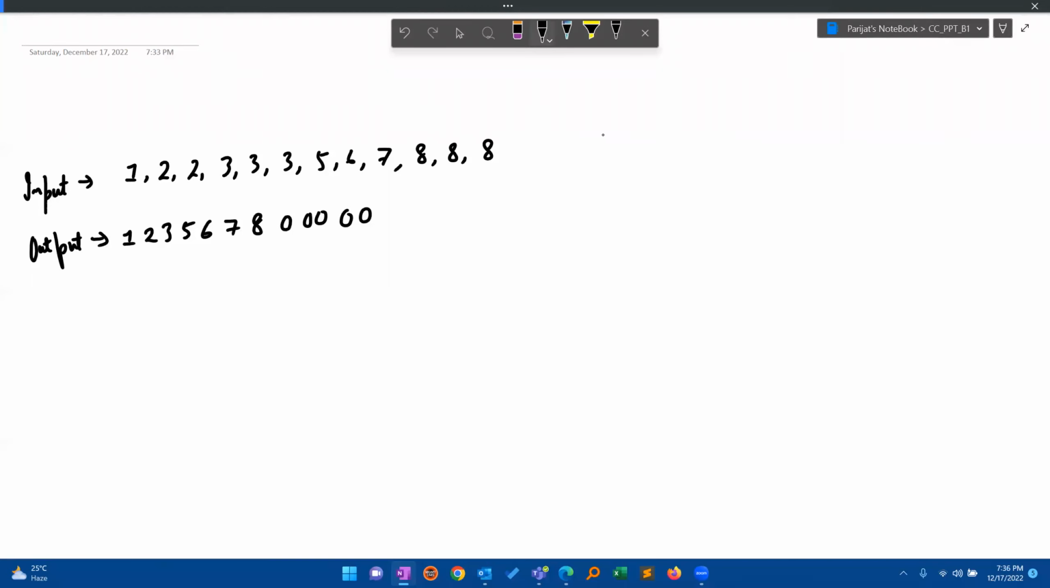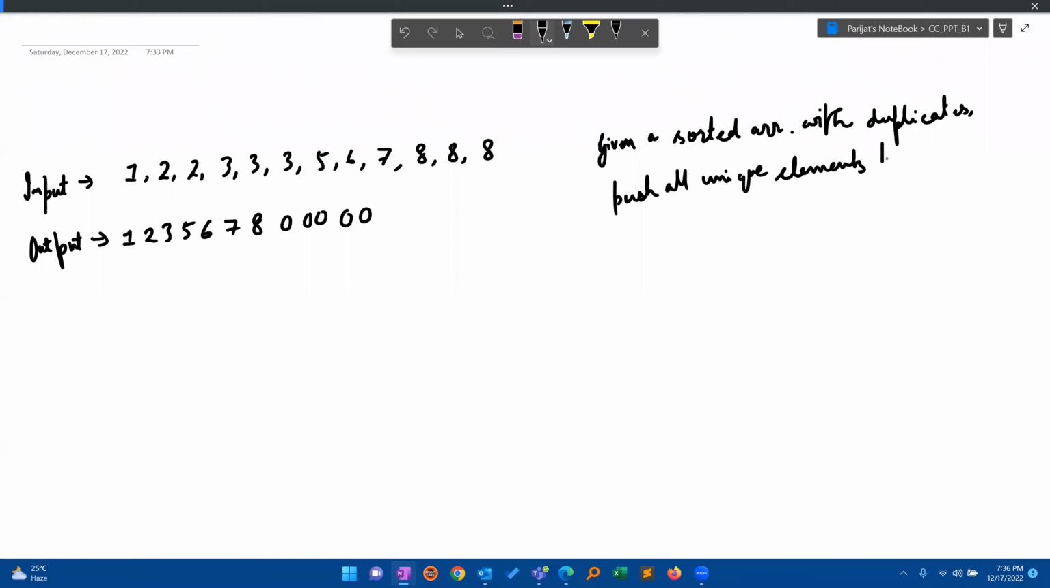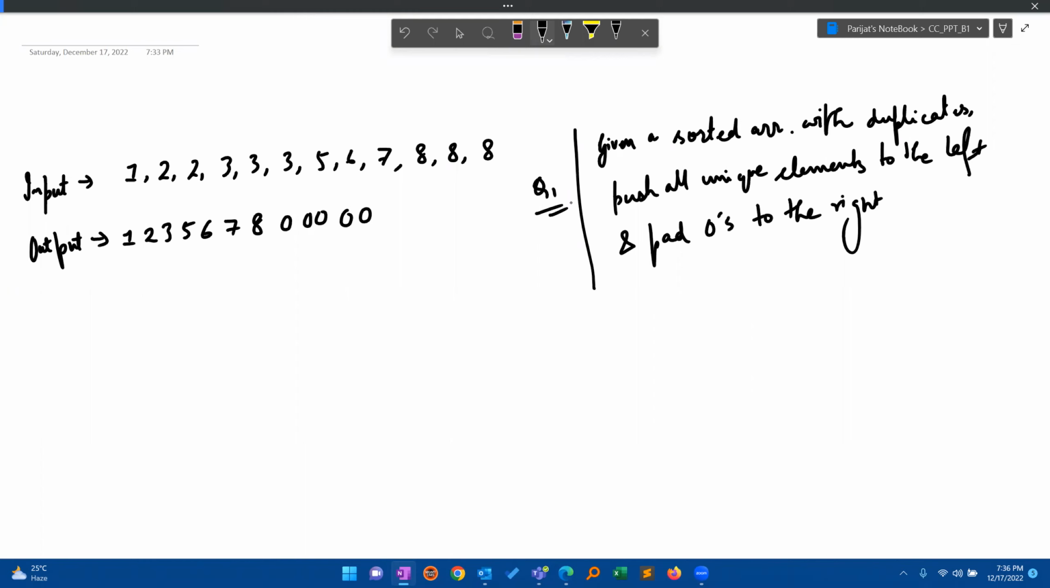So the problem is, given a sorted array with duplicates, we are trying to push all unique elements to the left, and pad the remaining elements with zeros to the right. So this is our problem one.